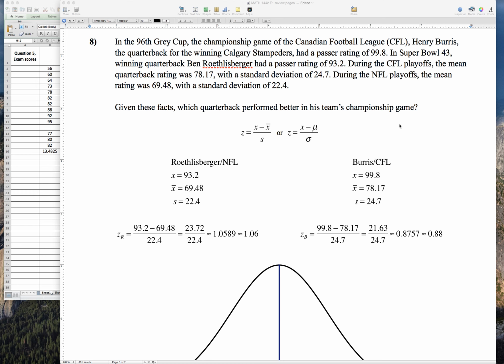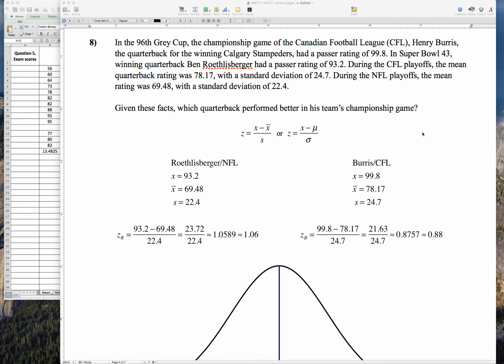So we want to compare these two, and because this is normally distributed data, the best way to do it is with a z-score, and this is in section, I think, 3.4 of chapter 3. You can find it in the book, you can find it on the slides, or you can see it's right here.